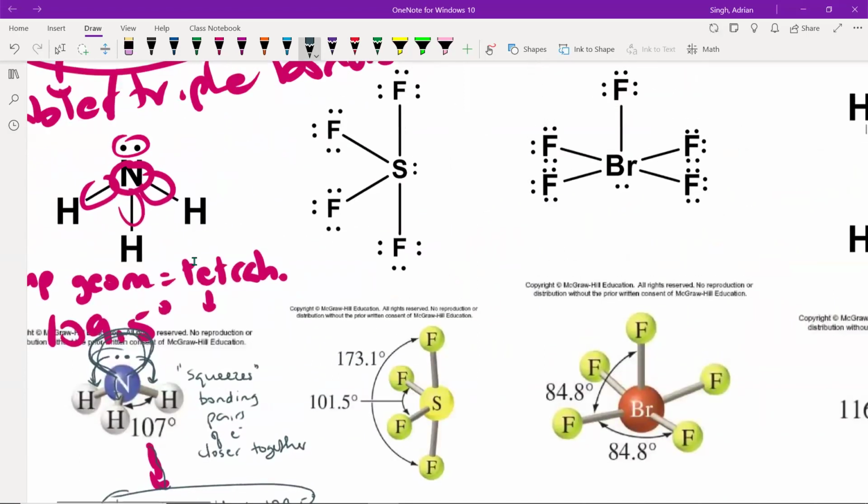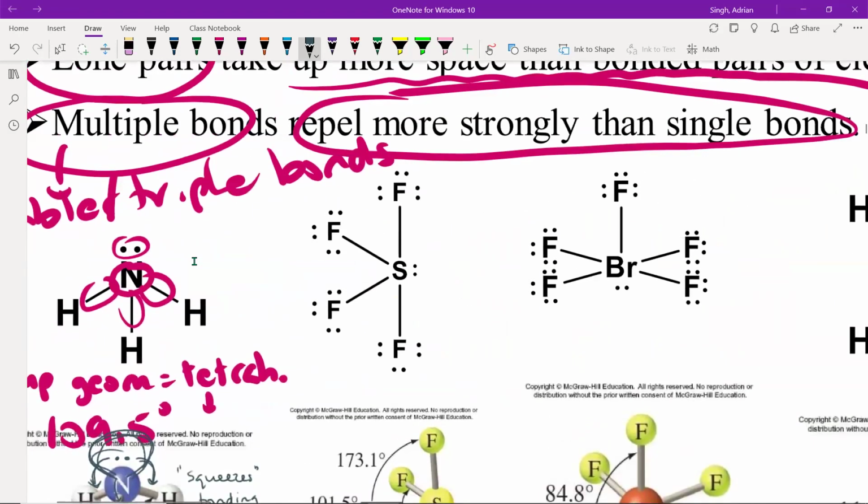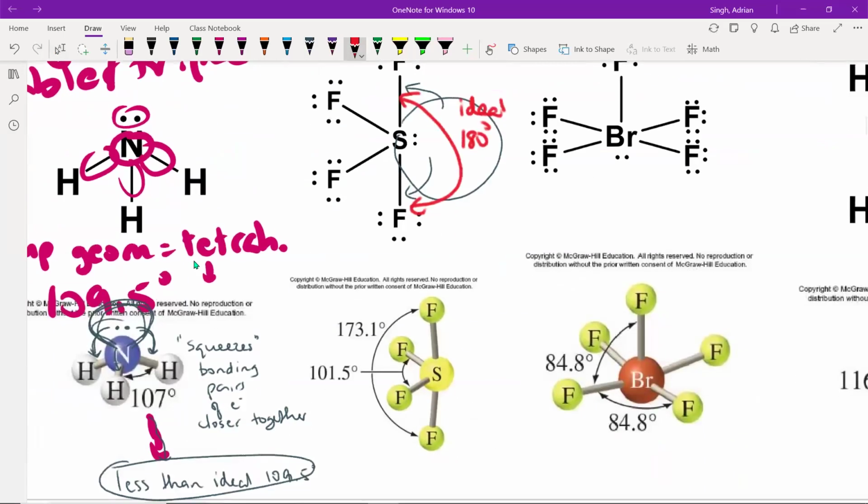Same thing happens in the case of SF4 that we looked at. This lone pair of electrons around the sulfur takes up a huge space. It is going to press down, it's going to repel the bonds around it. So normally this bond angle here between this SF bond and this other one is ideally 180 degrees. That's the ideal bond angle. We find that it's not, it's actually squeezed in a little bit.